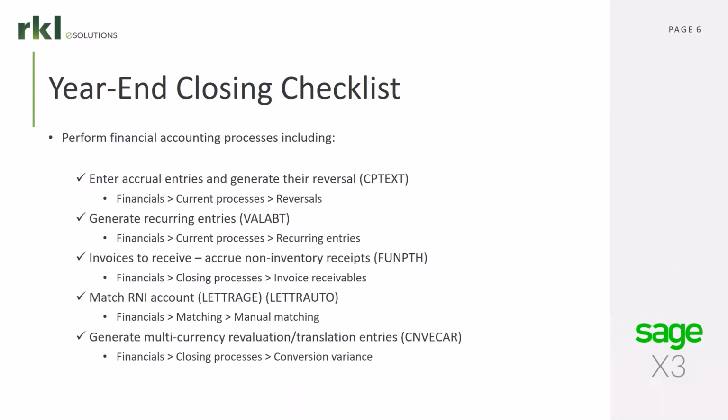Financial accounting processes, such as accrual entries and generating their reversals. Generate our recurring entries, run the invoices to receive function, which accrues non-inventory receipts, and match our R&I account. This usually needs to be configured in Sage X3, where you can use a method of automatic matching to match your receipts to purchase invoices, which can help you reconcile your R&I account or purchases clearing account. At the end of the month, if you need help setting that up, we can assist you. And you're going to generate multi-currency revaluation and translation entries.